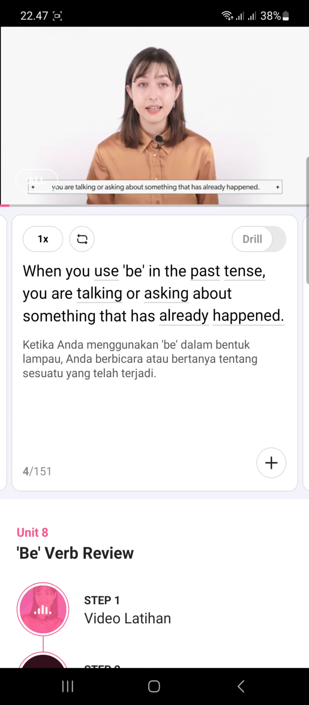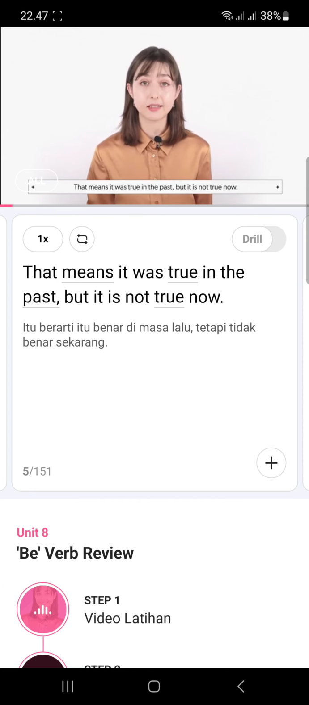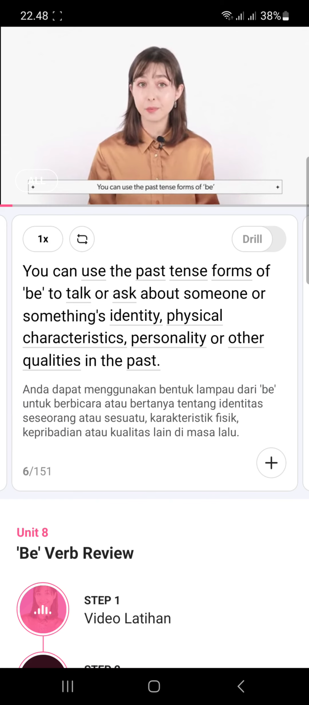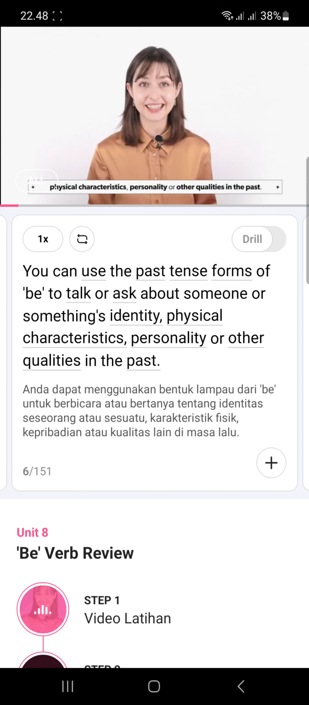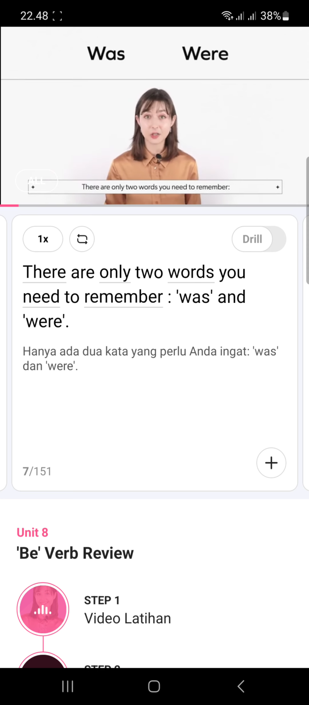already happened. That means it was true in the past, but it is not true now. You can use the past tense forms of be to talk or ask about someone or something's identity, physical characteristics, personality, or other qualities in the past. There are only two words you need to remember: was and were.